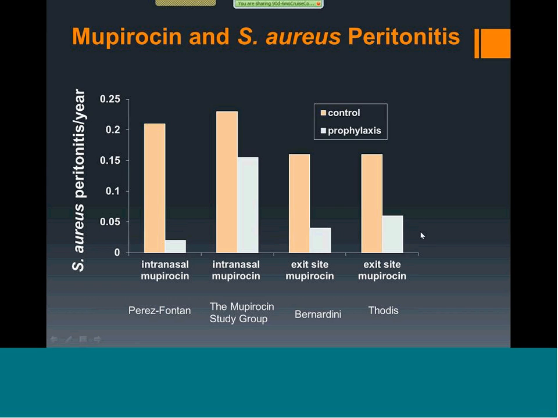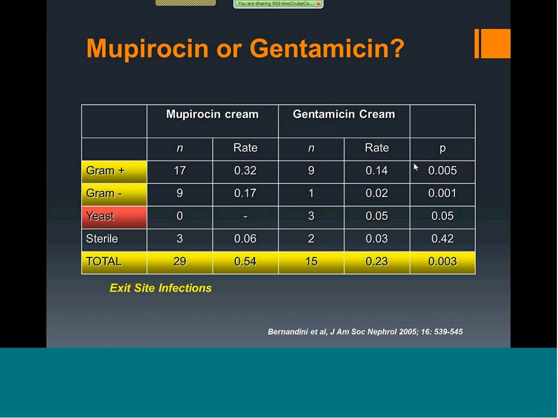These are clinical trials, but in looking at large practices, there have been surveys, for example, that have been published from Scotland and from Austria. Units that use antibiotics at the exit site have consistently lower peritonitis rates than units that don't use antibiotic at the exit site. And we've chosen to apply antibiotic at the exit site. And what we actually use is gentamicin.